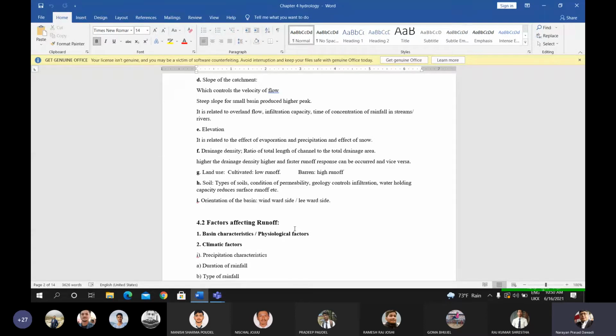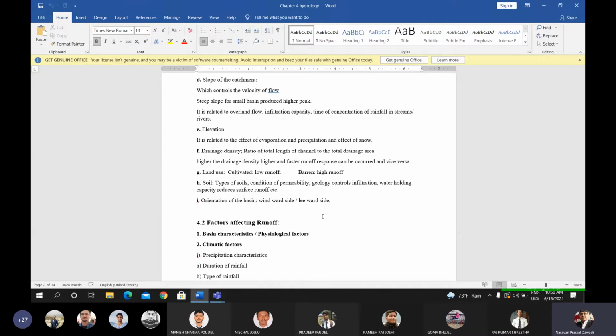water or not. If the soil is very fine, then it cannot absorb too much water, because the chance of absorbing water by the fine grain soil is very less in comparison to the coarse grain soil. So the chance of surface runoff is high for the fine grain soil than the coarse soil. This is the soil condition, and next, orientation of the basin. What is the orientation of the basin? This means where the basin is, how the basin is situated.